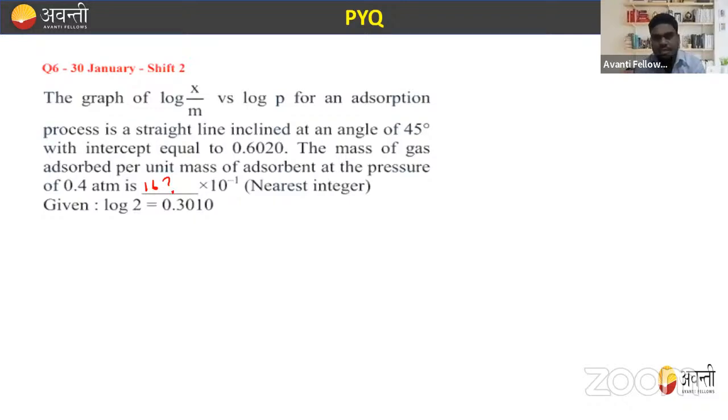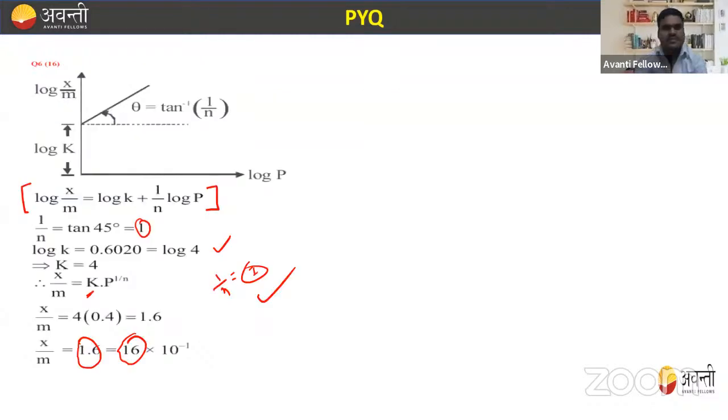I hope it is clear to you. How will you calculate? It's very simple. Just remember this one simple formula. If you know this formula, then you can easily calculate the value, because in this question so many hints are given. The slope is 45 degrees, so from here we calculate 1 by n, which comes out to be 1, and log k is also given, 0.6020. From here we calculate k, and k comes out to be 4, right? And x by m is equal to k p raised to the power 1 by n. Just putting in the values, you'll get x by m as 16 into 10 raised to the power minus 1. So the correct answer for this question is 16.